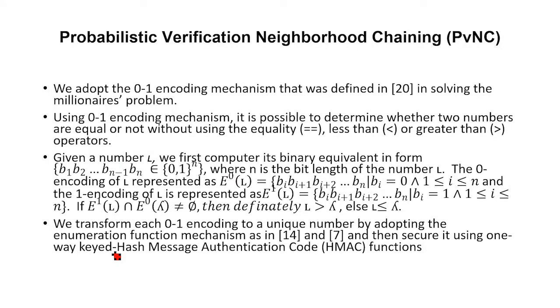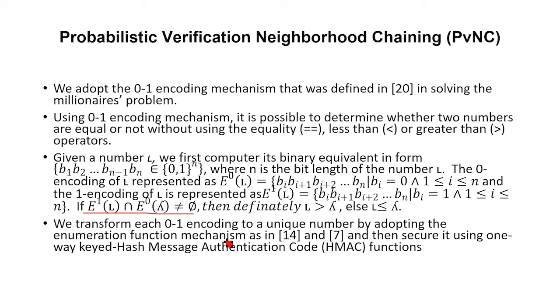So we use the encoding model, and that encoding model can help us to verify that the data is greater or less than some other data without necessarily using the greater than symbols. And the full explanation of 0-1 encoding is also in the full paper.